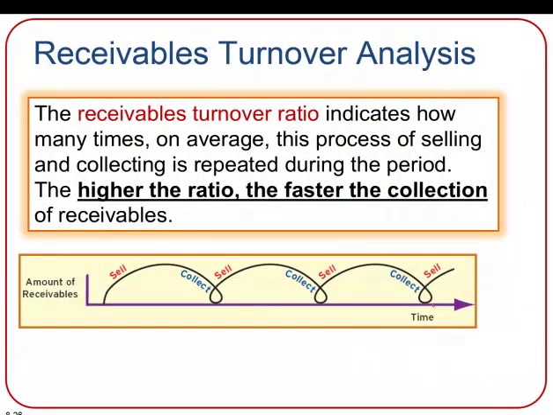So let's change gears here for a second. This is still talking about receivables, but let's talk about some financial ways to evaluate our receivable balance. The receivables turnover is the process of selling and collecting on goods and services provided to customers. The receivables turnover ratio indicates how many times on average the process is repeated during the period. That is, selling and collecting, selling and collecting. The higher the ratio, the faster collection of receivables.